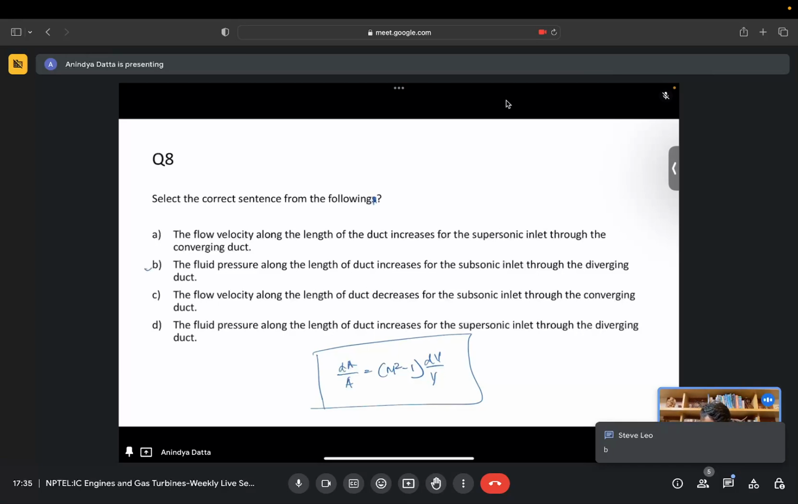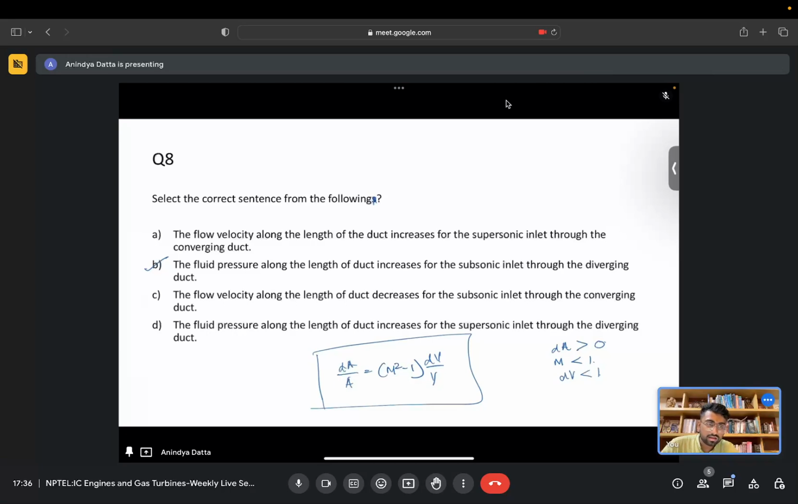So the fluid pressure along the length of the duct increases for a subsonic inlet through a diverging duct. A diverging duct means dA is greater than 0, given a subsonic inlet, which means Mach number is less than 1, which means dV is negative. So basically we are talking about a subsonic diffuser. A subsonic diffuser means velocity is decreasing, which means pressure will increase. So the correct answer is option B.